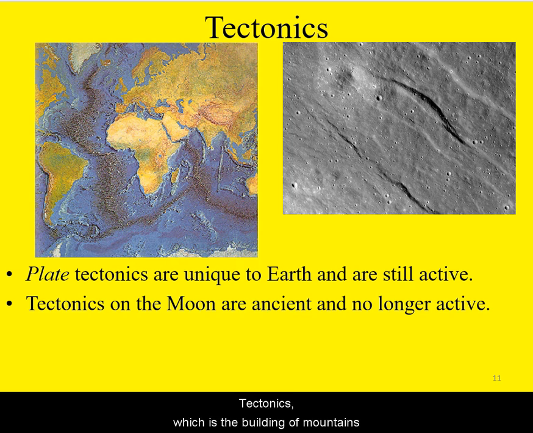Tectonics, which is the building of mountains or tearing of rifts due to stress and strain. On the Earth, tectonics is quite unique in the form of plate tectonics and is still active today. On the Moon, there are tectonic features, as seen in the right picture. However, it is not thought that the Moon is currently active, and that tectonics ceased billions of years ago.